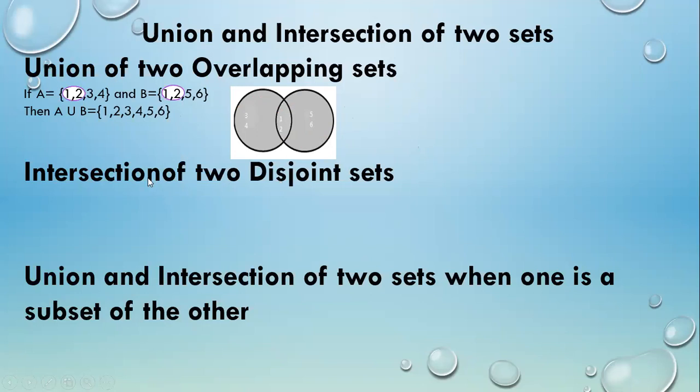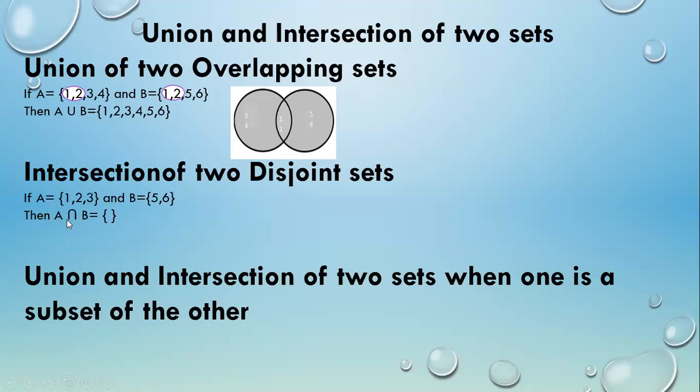Now, intersection of two disjoint sets. Intersection means finding the common elements. Disjoint means the sets have no element in common. Now look at the example. Is there any common element between A and B? No, there isn't any common element.